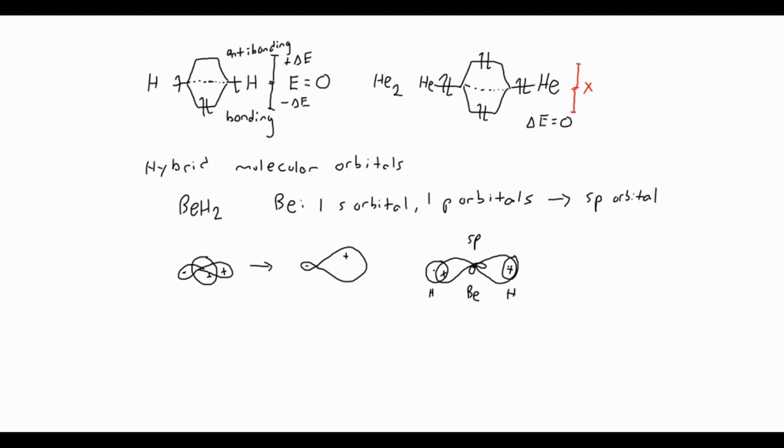And one thing to remember is that the number of atomic orbitals that go in has to equal the number of molecular orbitals that go out. So that's why when we have one s orbital and one p orbital, we come out with two sp orbitals, one pointing in each direction. We can represent those as bonds.